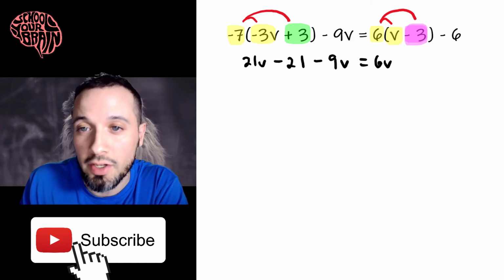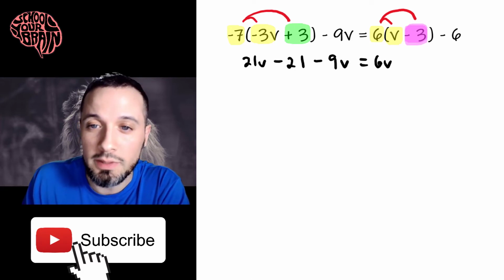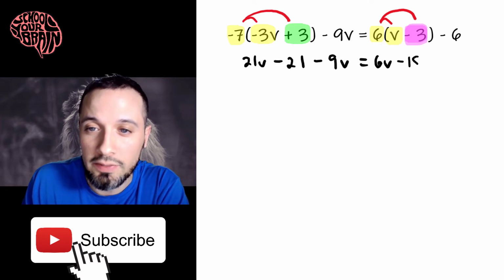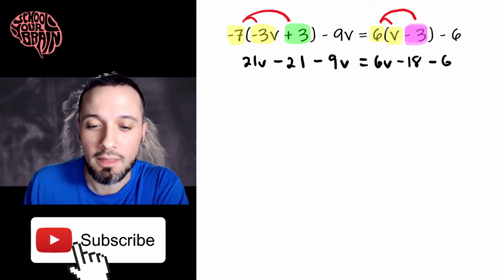I just consider the number and the sign. And in this case, it would be positive 6 times -3, which gives me -18. So I would put down -18 in this case. And I bring down my -6.